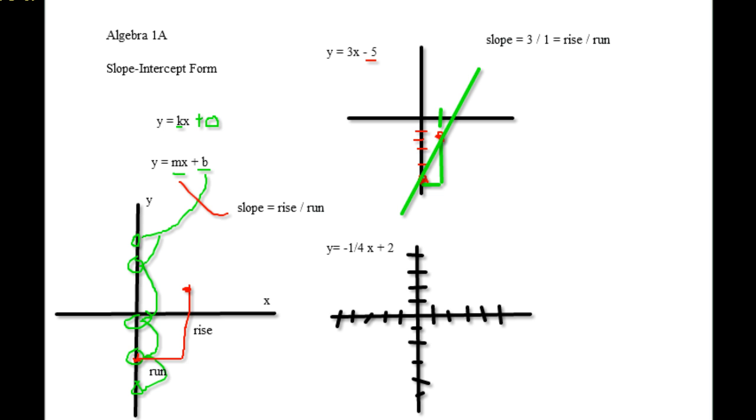And we have another one today. So our y-intercept would be at 2, so I'd put a dot here at 2. And then here I would pay attention to slope.